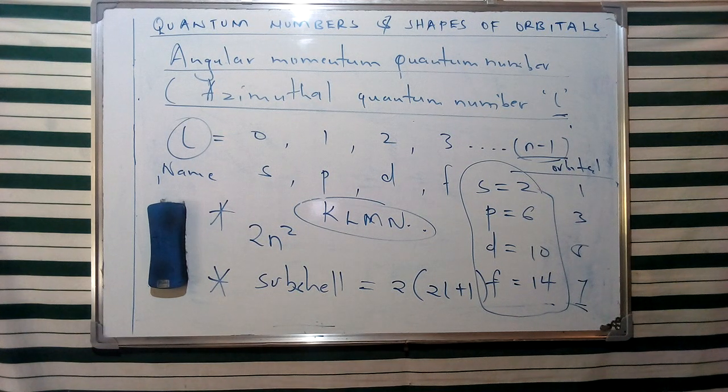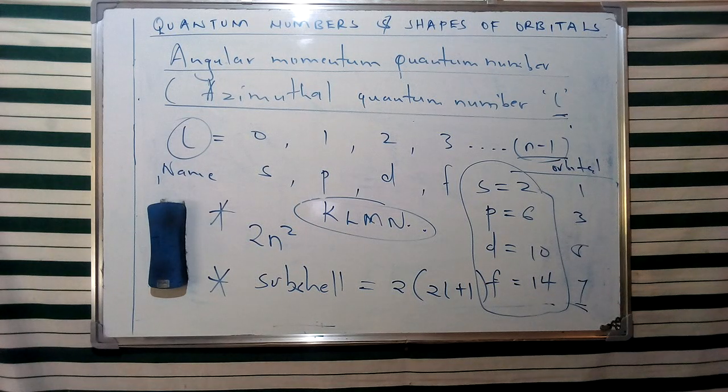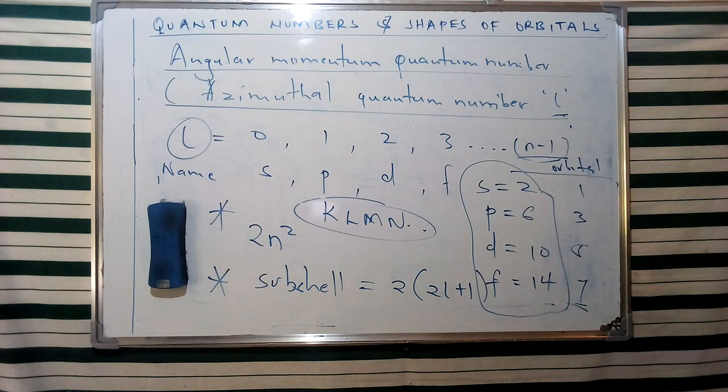Now in our next discussion, we're going to look at the concept of the magnetic quantum number, and we're going to see the contrast between the magnetic quantum number and these 2 specific quantum numbers, principal and azimuthal, which we have discussed in these specific videos.